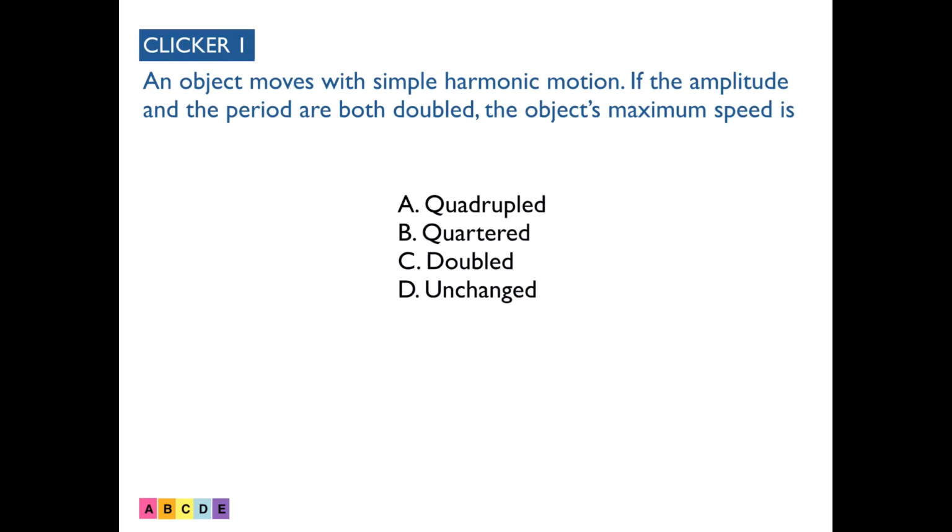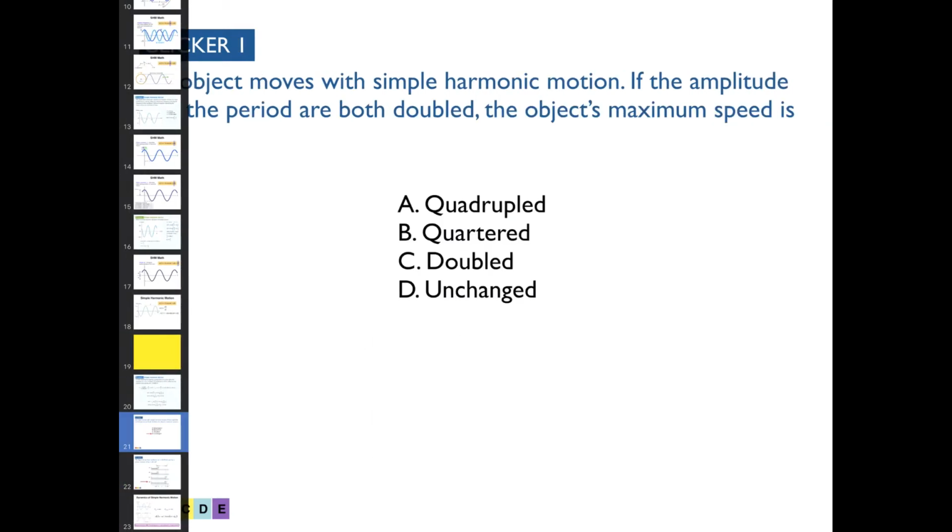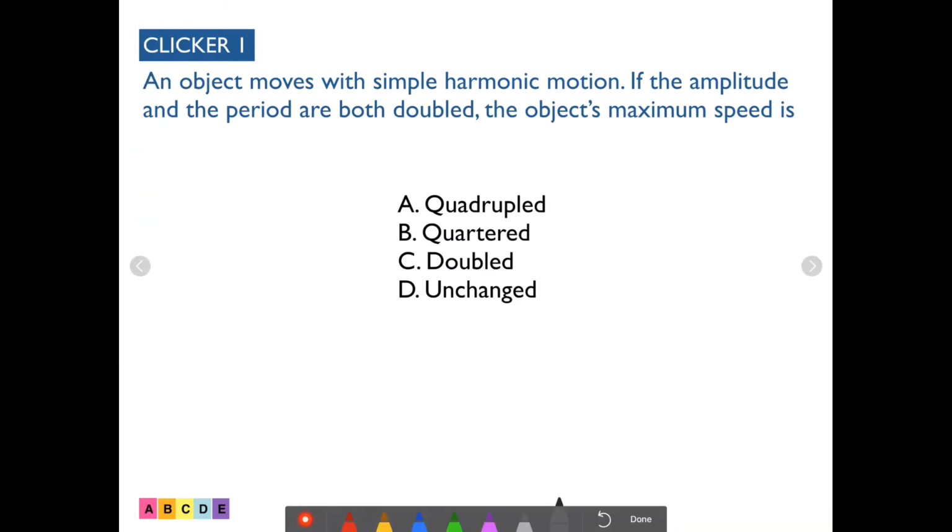So what happens if you double the period and the amplitude? Well, that means it's going to remain unchanged because the period doubling halves the frequency and doubling the amplitude doubles the amplitude. And since your V max is going to be A omega, if this is times 2 and this is times 1/2, that cancels each other out. Okay, so that's going to make it unchanged.